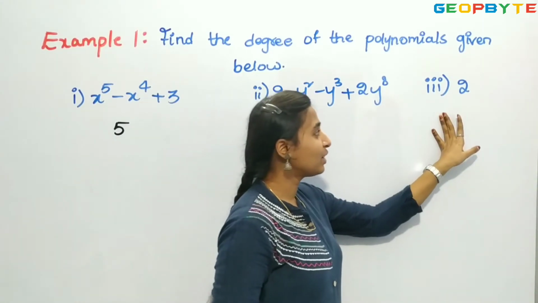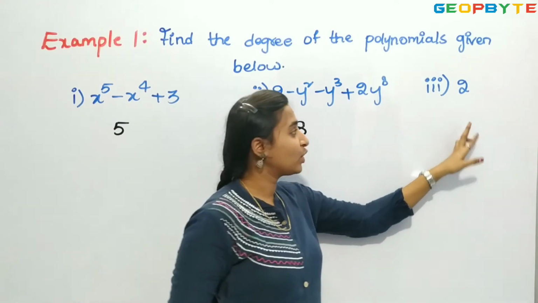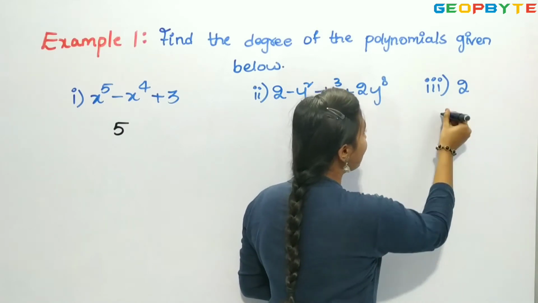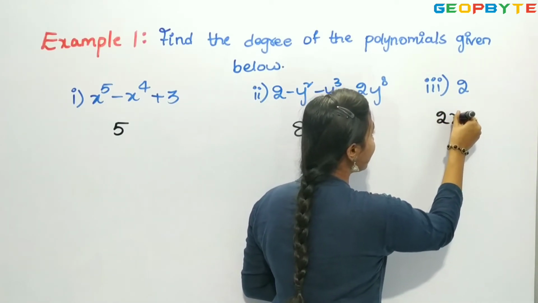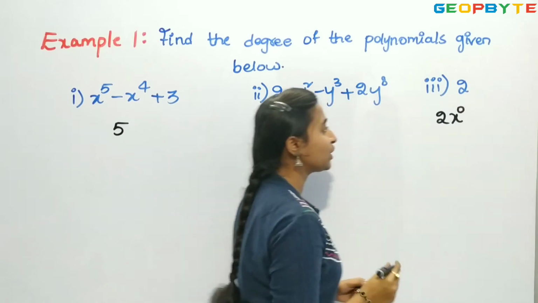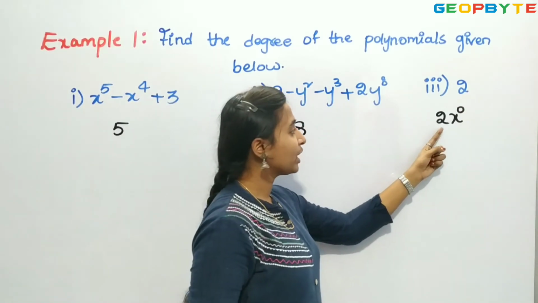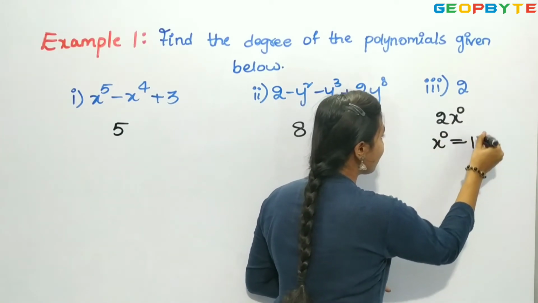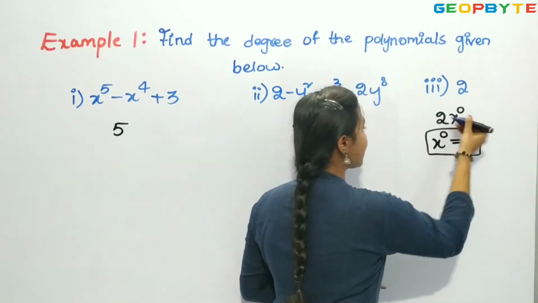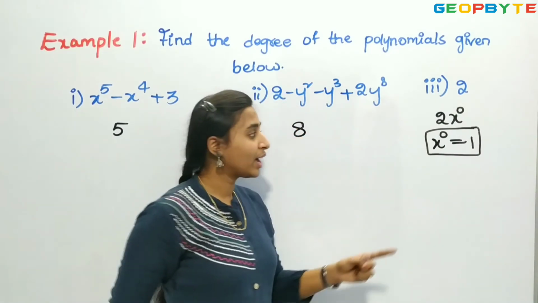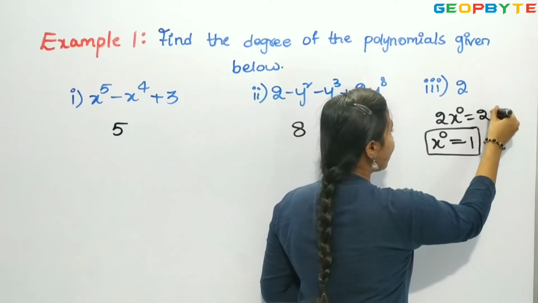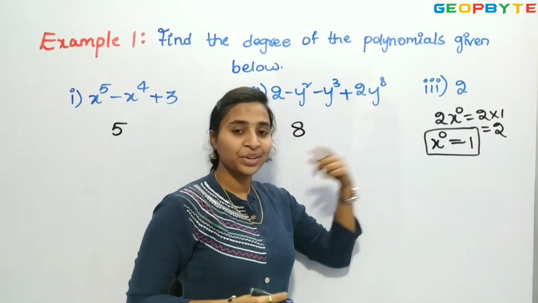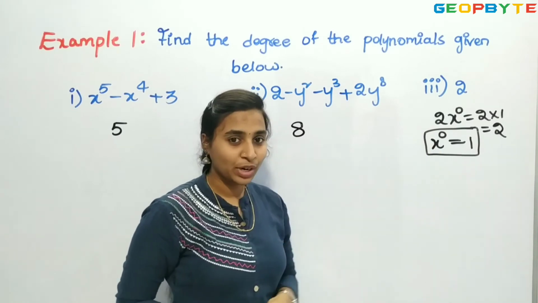Now let us see the third one. If you see here, we have only 2. See, 2 is a constant. Now 2 can also be written as 2 into x power 0. As I said, x power 0 is nothing but 1. Remember this, x power 0 is nothing but 1. So, 2 into 1 will be 2 only.